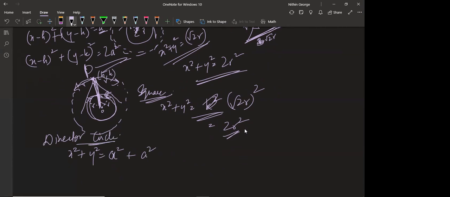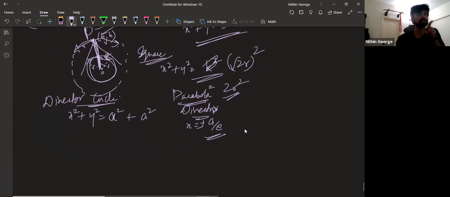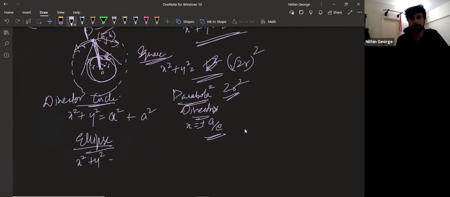Yes, sir. That is for a circle. Now, for a parabola, the director circle is the directrix. Okay, just remember this: x equal to plus or minus a by e. I'm sure you guys know this already. For a parabola, the director circle will be the directrix. So from the directrix, if you draw a pair of tangents to the parabola, they will be perpendicular. Please understand that. For an ellipse, the director circle will be x square plus y square equal to a square plus b square.